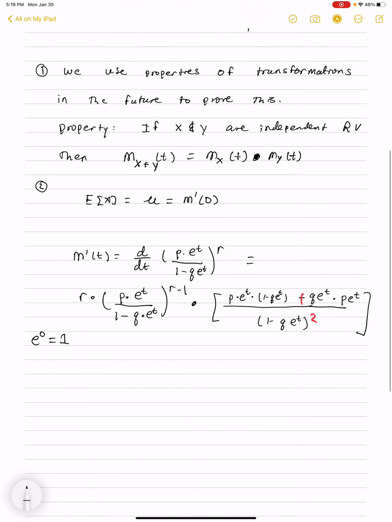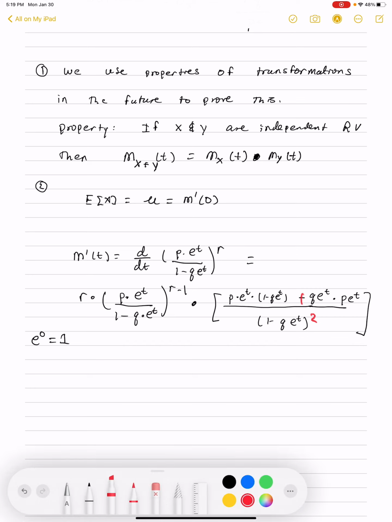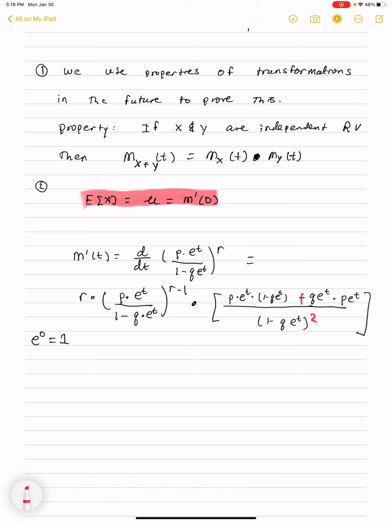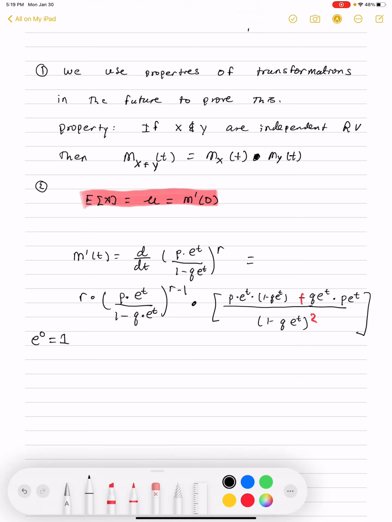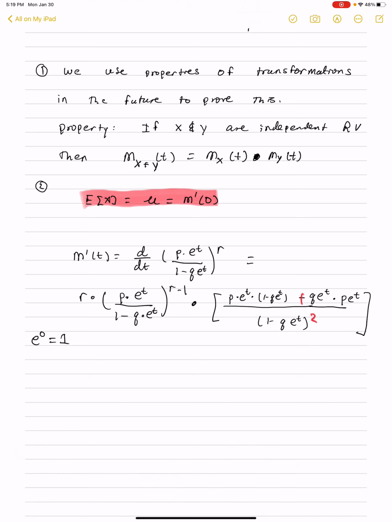Now, let's prove that the mean of x, being mu, is r over p. Well, we're going to use a previous fact, which is that the mean is just the derivative of the moment generating function evaluated at 0. So here we have the moment generating function, and we take the derivative: p e to the t divided by 1 minus q e to the t, raised to the r. Okay? We need to use the chain rule to take the derivative here.